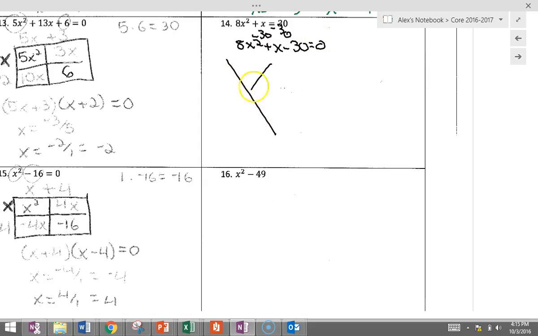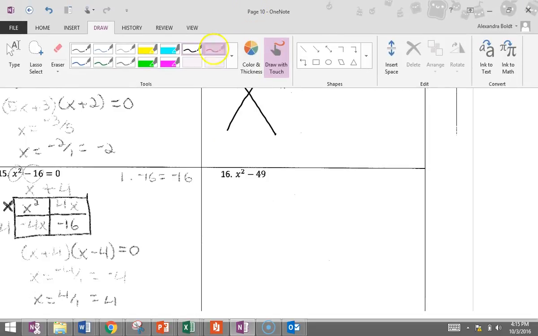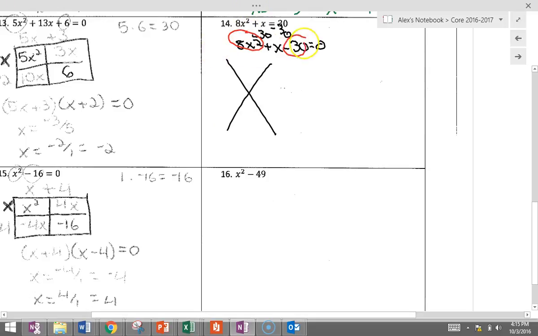I'm going to draw my big X, right? On top goes 8 times negative 30. So I get negative 240, right? Negative 240 there. On bottom goes my middle number. Remember, when there's no number in front of x, it's 1. So I'm looking for two numbers that multiply to negative 240 that add to 1.